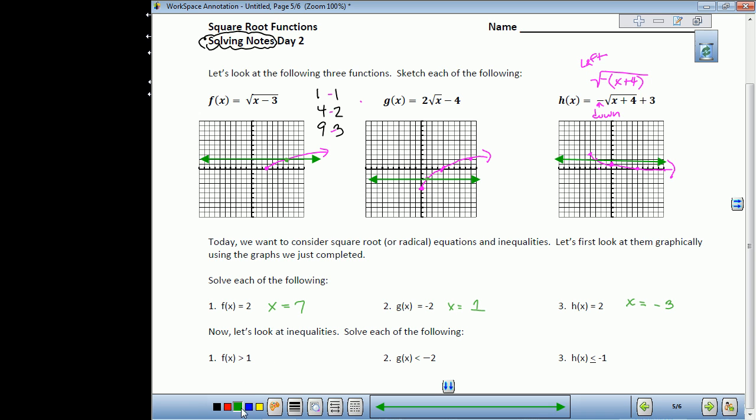Alright, this one asks a similar question, but this time it's an inequality. And this time we're looking at +1 instead of +2. So this is from this x value forward. So it is from 4 to infinity, greater than 1. Now I can't include the 4 because there's no equal to.